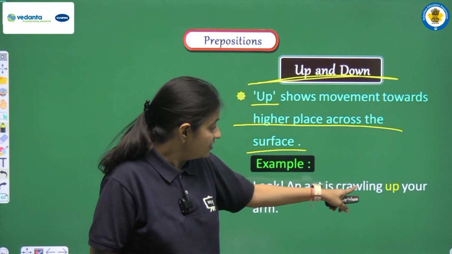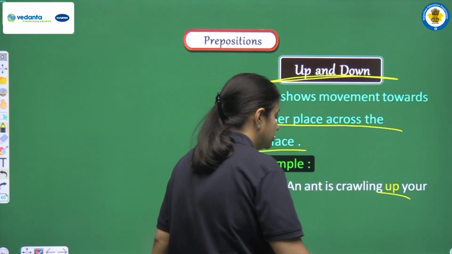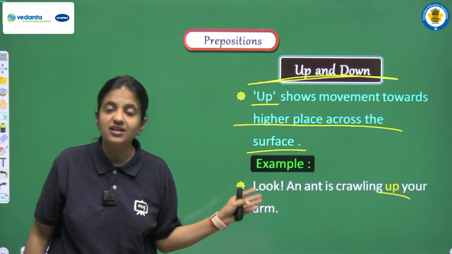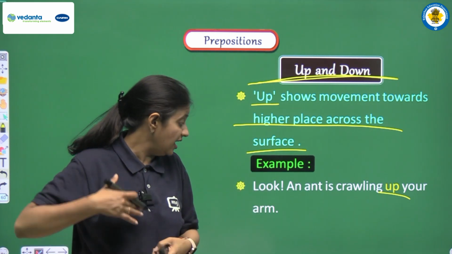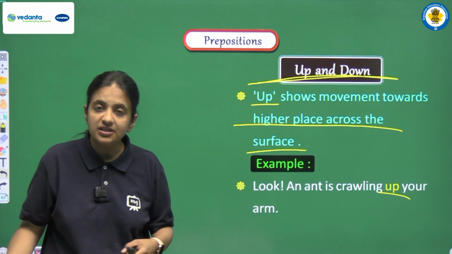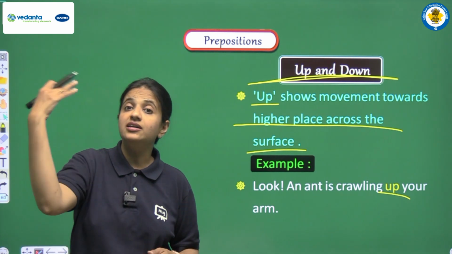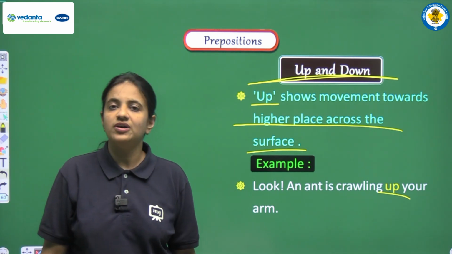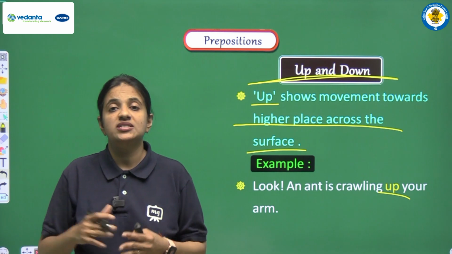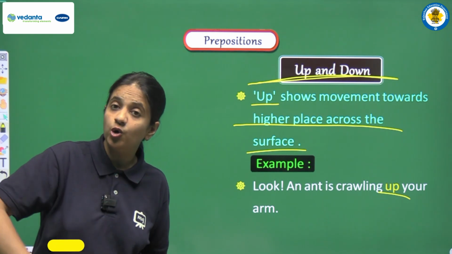Look, an ant is crawling up your arm. So here in this example, there was one ant, and that ant was crawling up the arm of one person. So the ant was moving towards the higher side. So with the help of up, we can show the movement towards the higher side from the lower side.